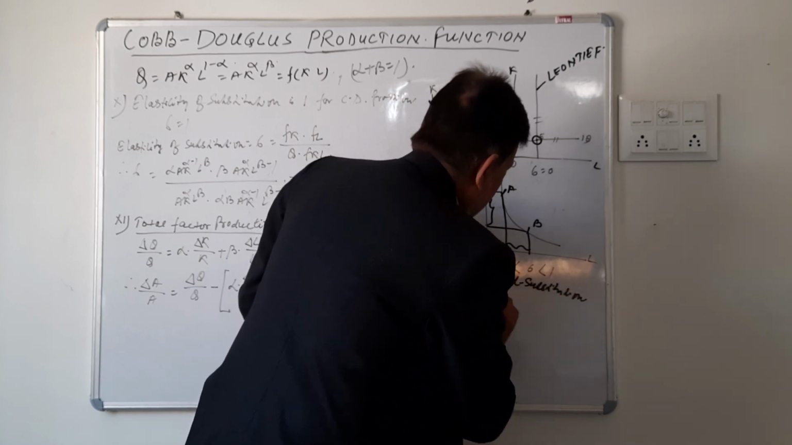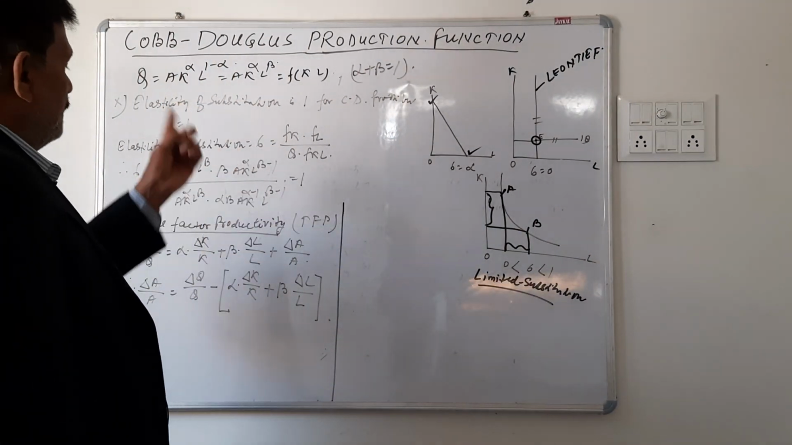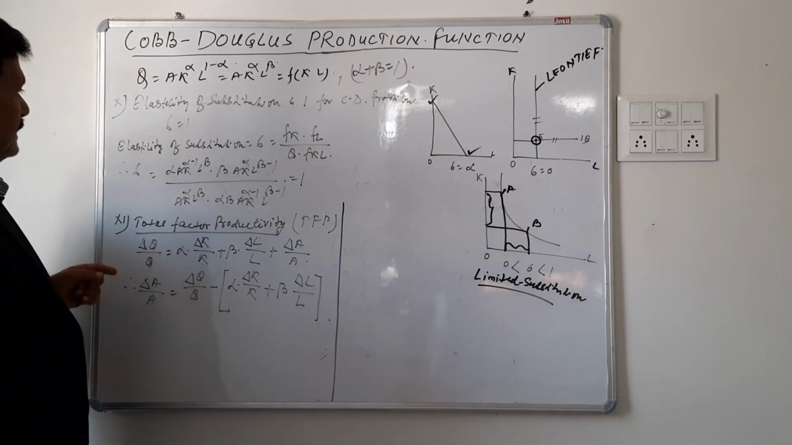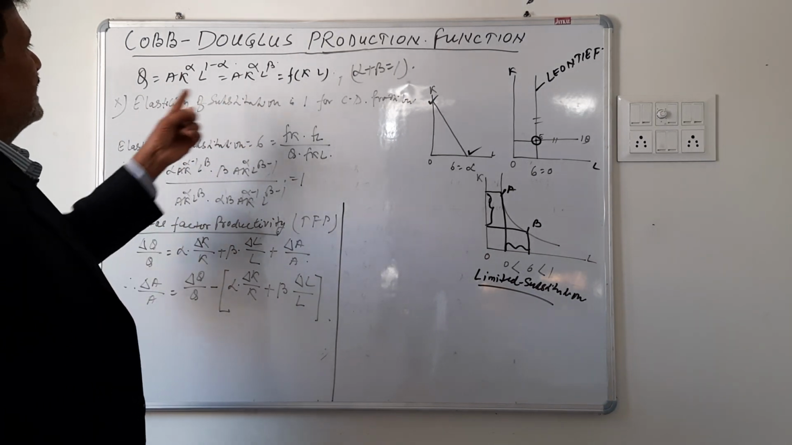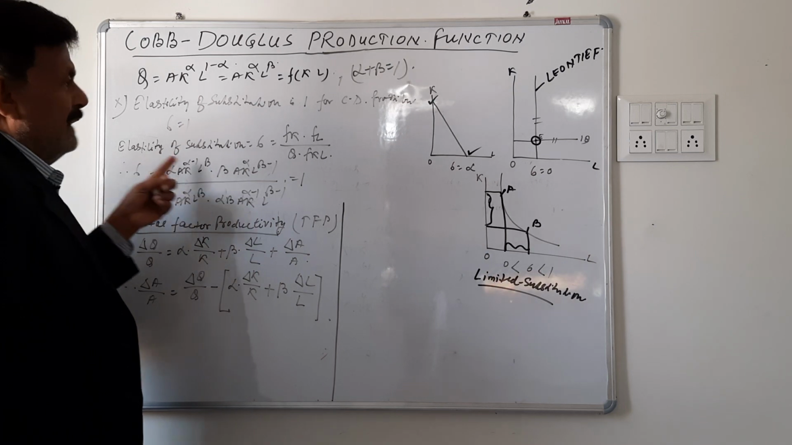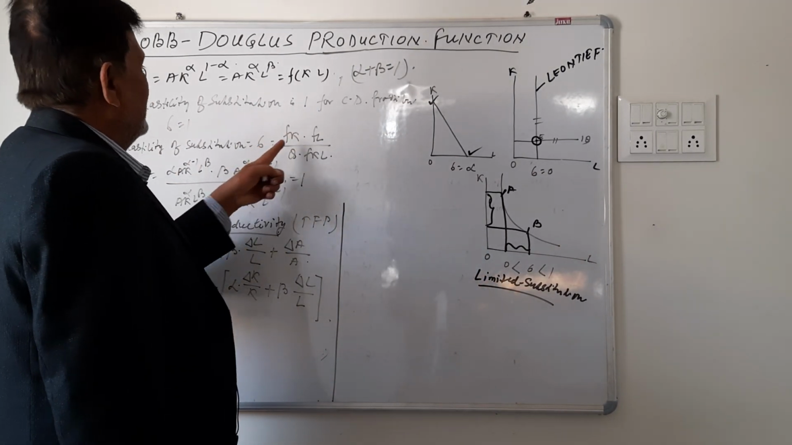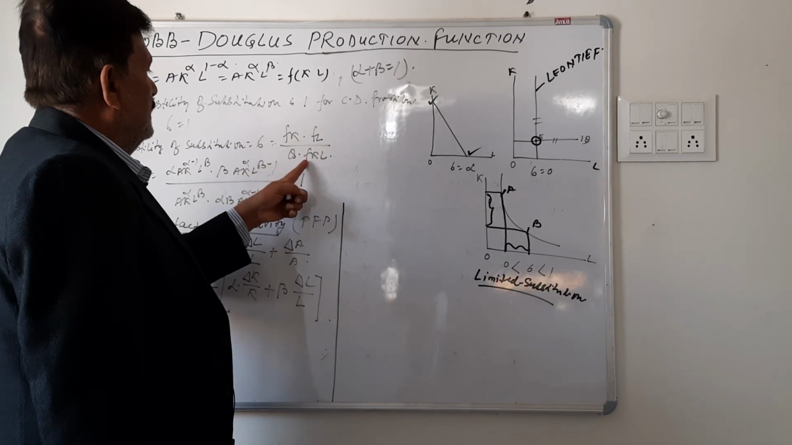Limited substitution, and we are concerned with this type of production function, which corresponds to Cobb-Douglas. In the case of the Cobb-Douglas production function, the elasticity of substitution is 1. For finding the elasticity of substitution, this formula could be used: Fk into Fl divided by Q into Fkl.